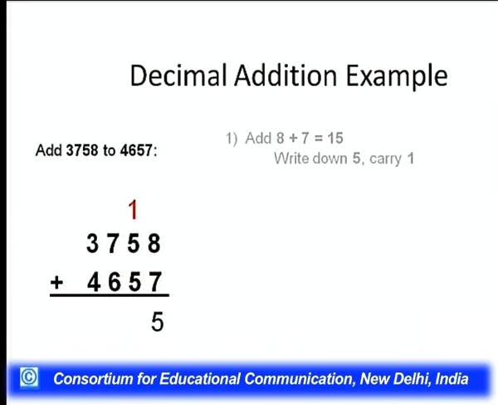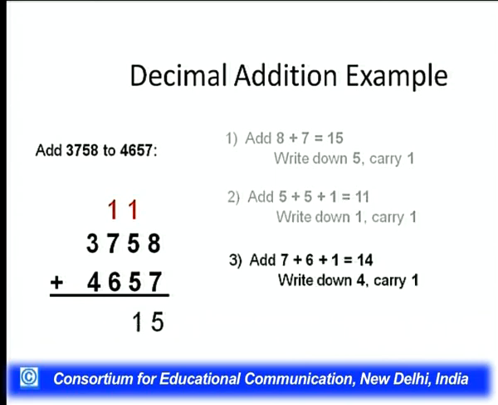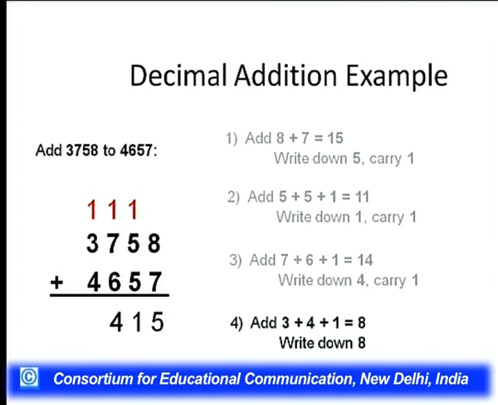Then again you add 5, 5 and 1. So, you get the answer as 11. So, you put 1 and you take 1 as the carry. Now, you add 7, 6 and 1. Again you put 4 as the number and 1 you carry. And in the next step you have 3, 4 and 1. So, you can simply write down the answer 8.